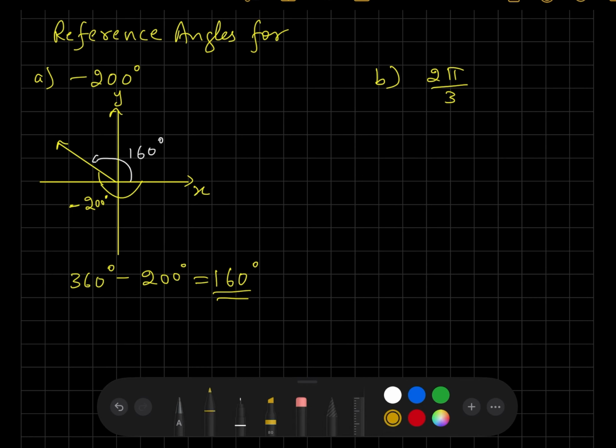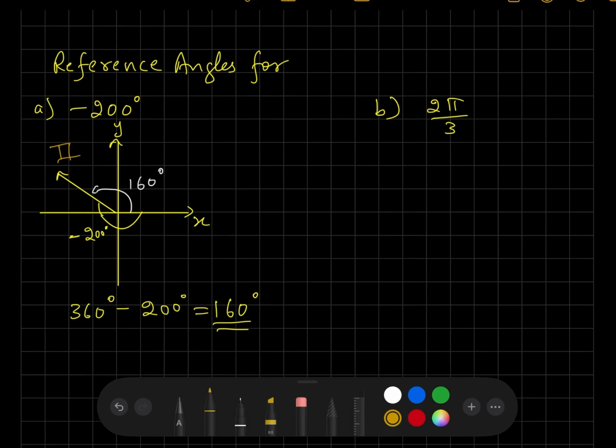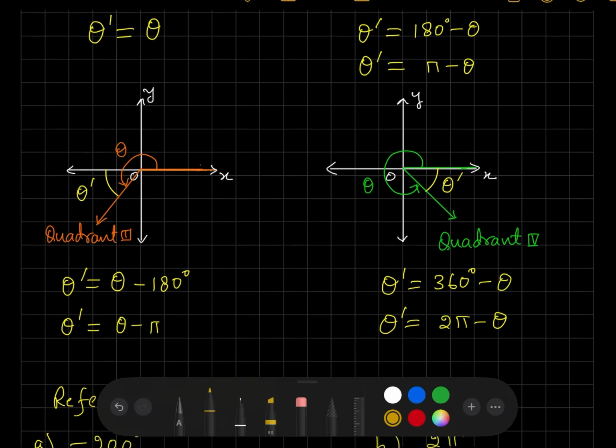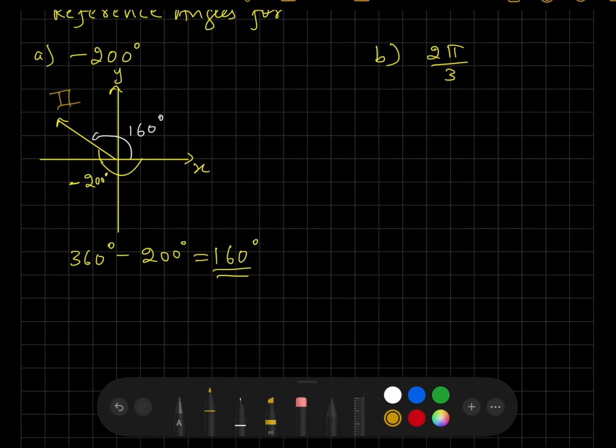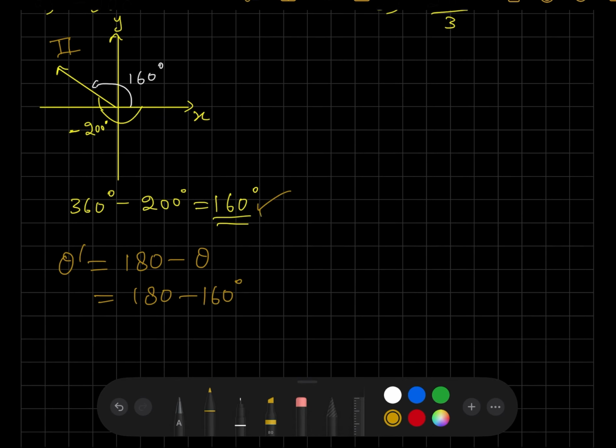This is in the second quadrant. My reference angle rule for the second quadrant is 180 minus theta. So theta prime would be 180 minus 160 degrees. Since 160 degrees is a coterminal angle, we can use that. So our theta prime is 20 degrees in this case.